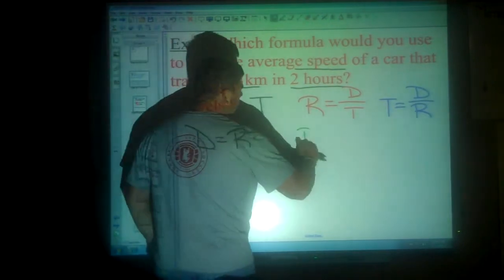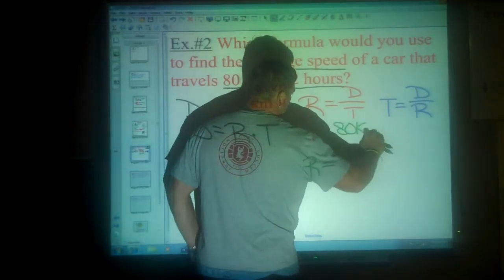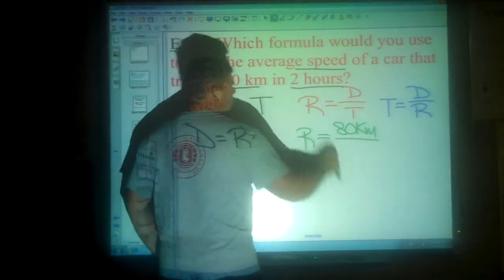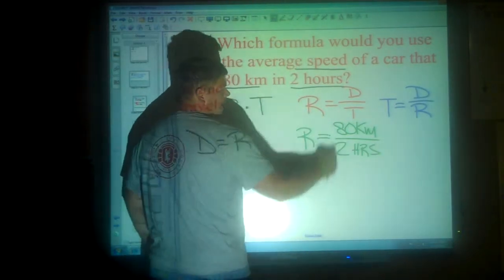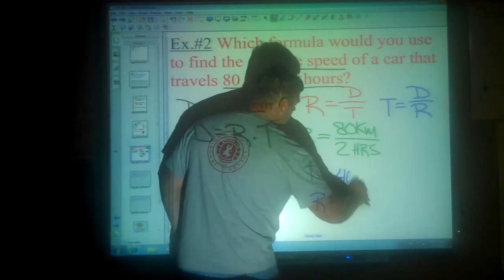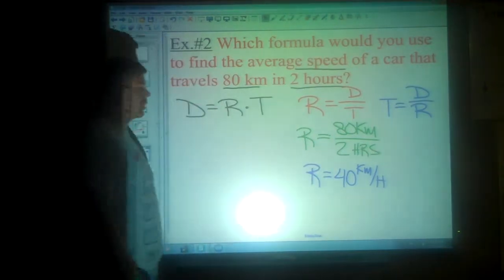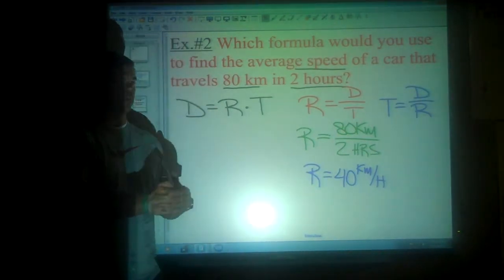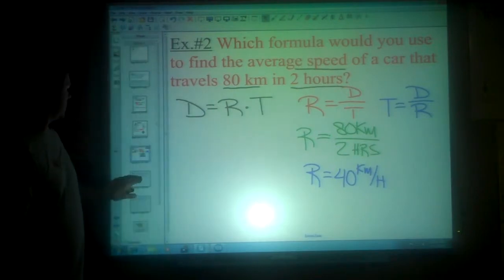We could say R equals the distance of 80 kilometers and a time of 2 hours. Now, 80 divided by 2 is 40. 40 kilometers per hour. That's how fast we're going. Every hour, 40 kilometers. Another hour, 40 kilometers. We went 2 hours, 80 kilometers. Logically, it makes sense.